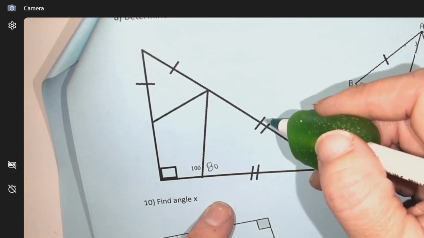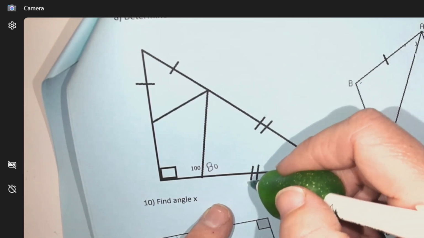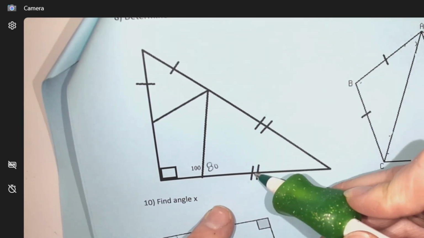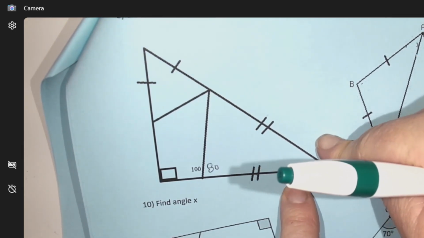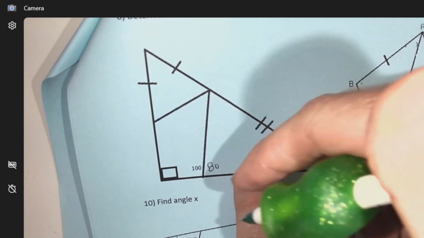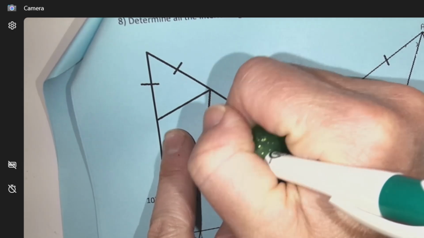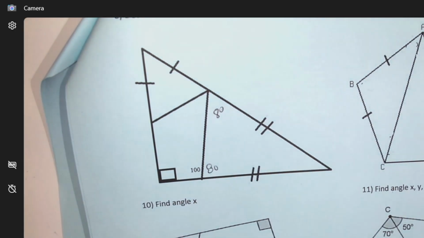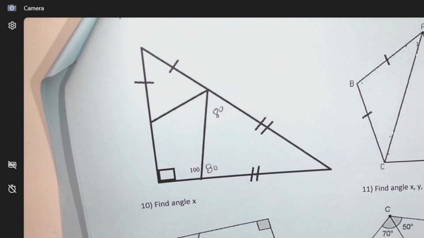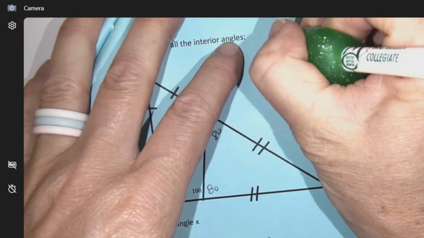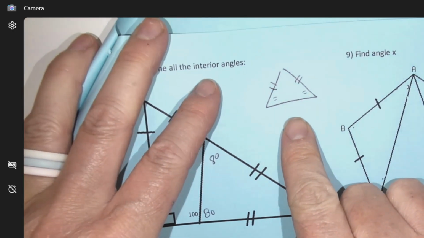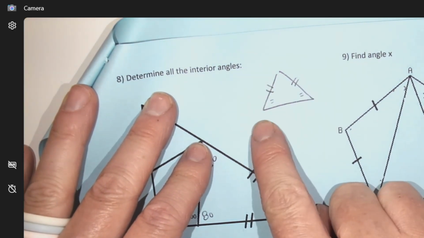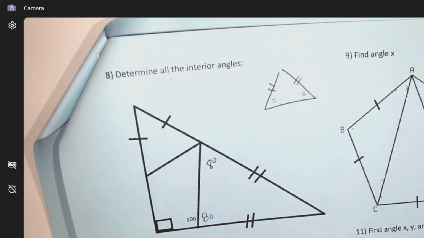And we need to know, what does it mean when I have little ticks here and here? These are the same. So if those two sides are the same, then those two angles are the same. Sides the same, those angles are the same. Okay, so this is a property. If those sides are the same, those angles at the bottom are the same.